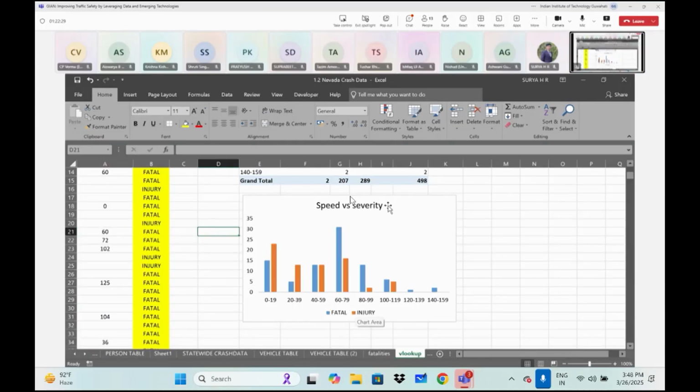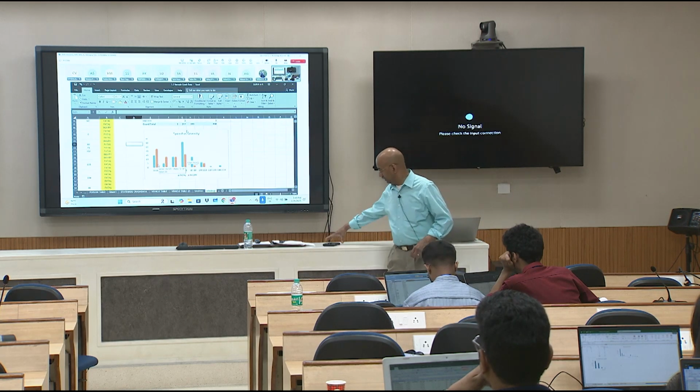Another analysis was speed versus severity. Here fatal injuries are very low at lower speeds, and fatalities are higher at higher speeds. As speed increases, we can see the proportion shifting to the other side. But on the y-axis it is a count of crashes, right? Not a percent. Yes, count. Anything else? No, sir, these two analyses we have done. Okay, thank you, Surya and Ritesh.